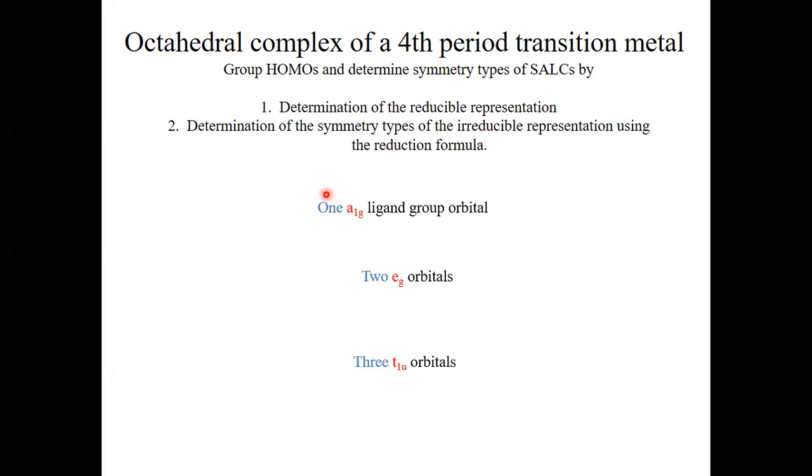3 + 2 + 1 = 6, and we now know their symmetry types. If we analyze these ligand group orbitals in more detail, which we do not necessarily need to do, we would find that the A1g orbital has no node, the T1u orbitals have one node, and the Eg orbitals have two nodes. But that's actually not necessary to know in order to construct the molecular orbital diagram.